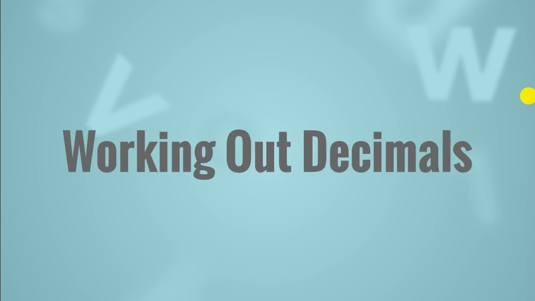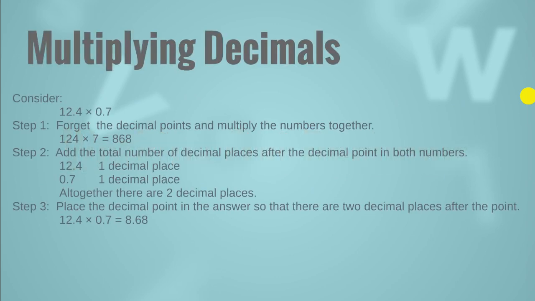Working out decimals. We need to know how decimals work with multiplication and with division. First we need to know how we multiply decimals. Consider 12.4 multiplied by 0.7. Step 1: forget the decimal points and multiply the numbers together. So here we ignore the decimal points and take the number as a whole, like 124 instead of 12.4. We write 124 and multiply by 7 instead of 0.7. The product of 124 and 7 is 868.